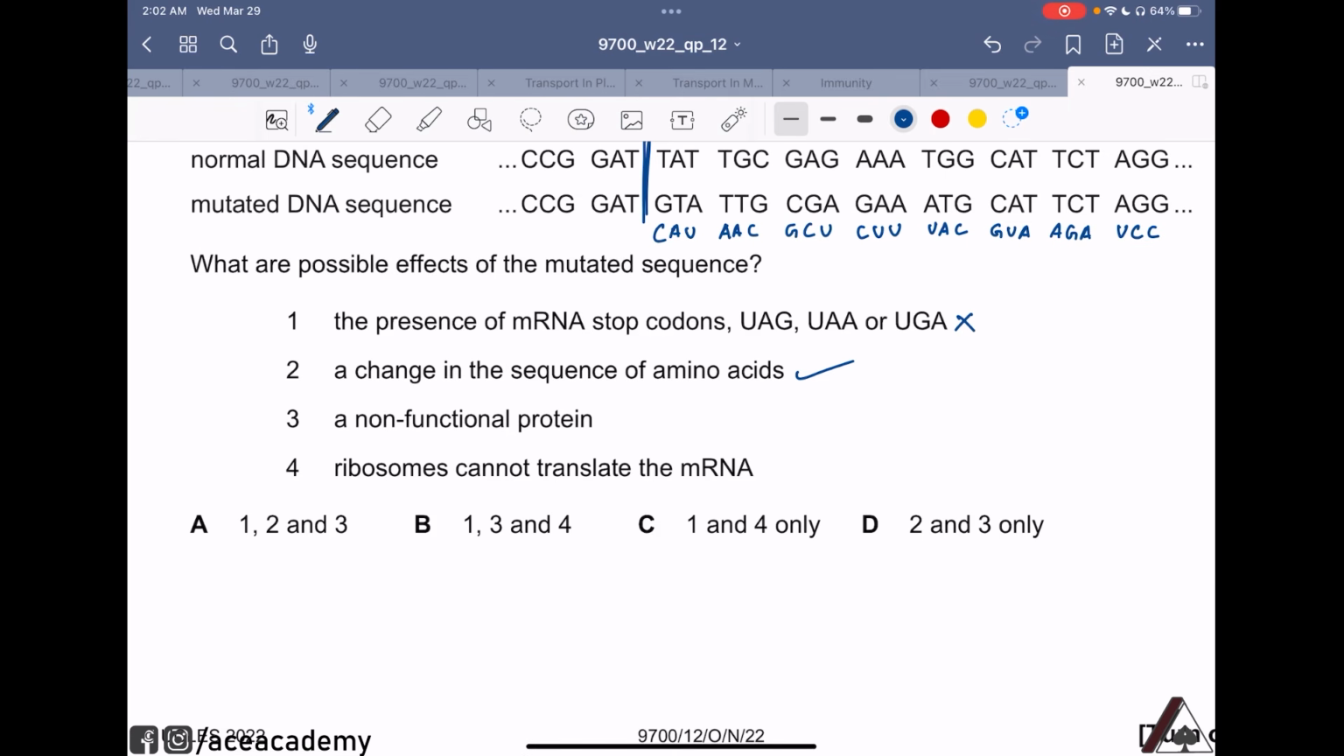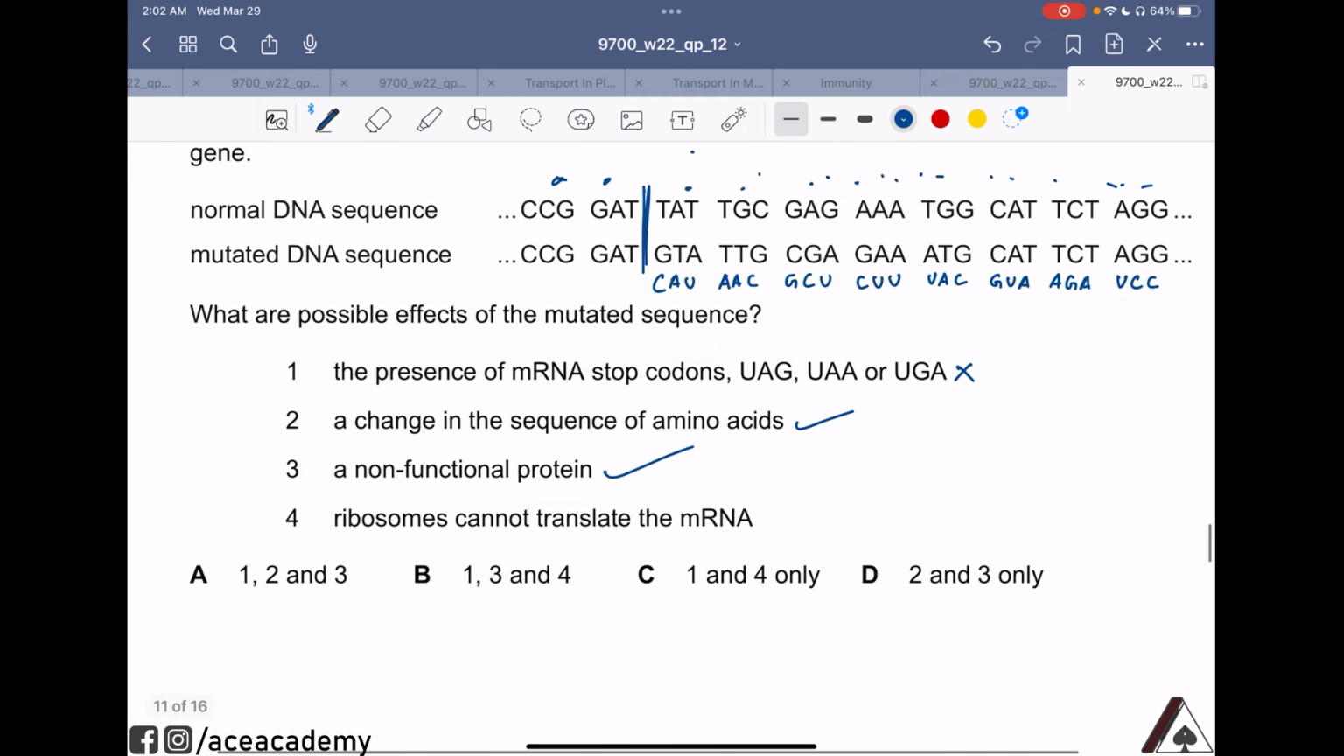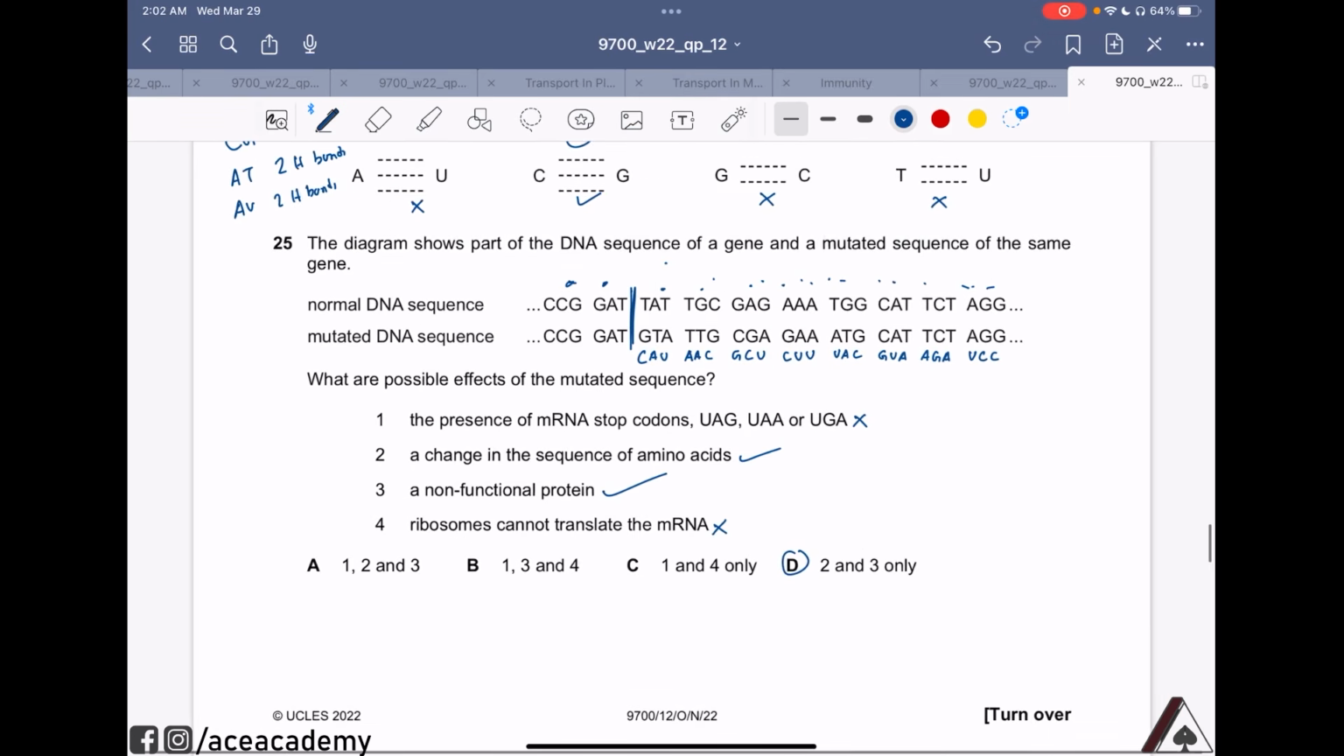A non-functional protein, this is incorrect. This is correct because after the first codons, all the codons are different, which means that all the amino acids will be different, and thus the entire polypeptide will be completely different to what is supposed to be normally produced. So C is correct as well. And then ribosomes cannot translate the mRNA. This is not correct because there is nothing saying that the mRNA is inhibiting ribosomes. So this is incorrect. So just 2 and 3 are correct. And for 25, D is the correct option.